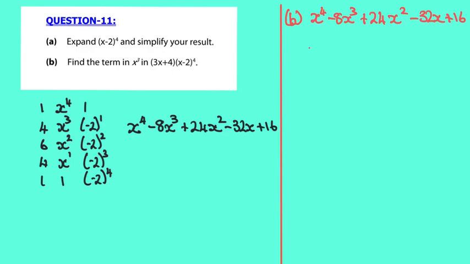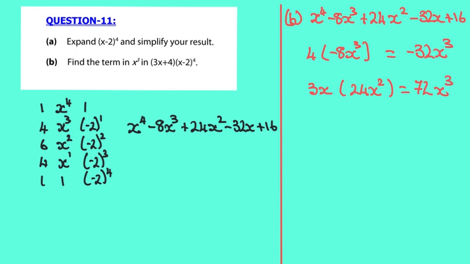Well, if we multiply 4 by minus 8x cubed, we will get minus 32x cubed. That is a term in x cubed. Also, if we multiply 3x by 24x squared, which is equal to 72x cubed, we will also get an x cubed term. If we add those two terms together, we will get 40x cubed. That is the term we want.